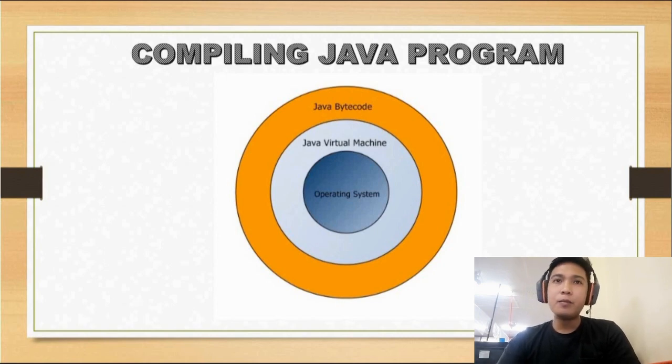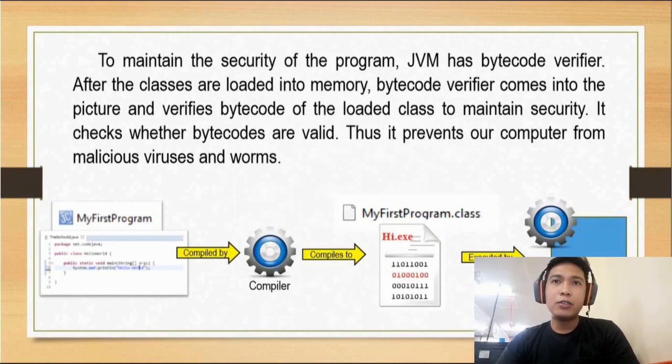Okay? To maintain the security of the program, JVM has a bytecode verifier. After the classes are loaded into the memory, the bytecode verifier comes into the picture and verifies the bytecode of the loaded class to maintain the security. It checks whether the bytecodes are valid, so it prevents our computer from malicious viruses and worms.